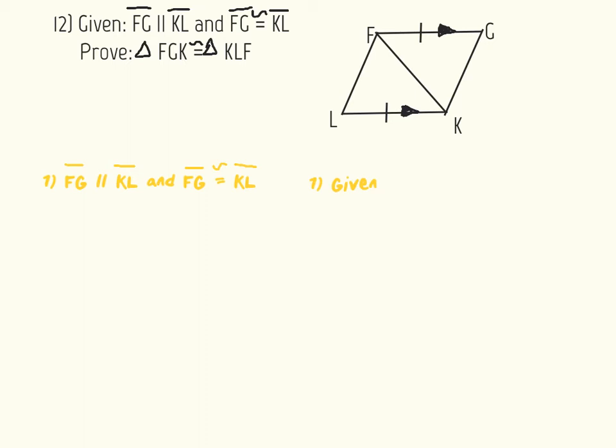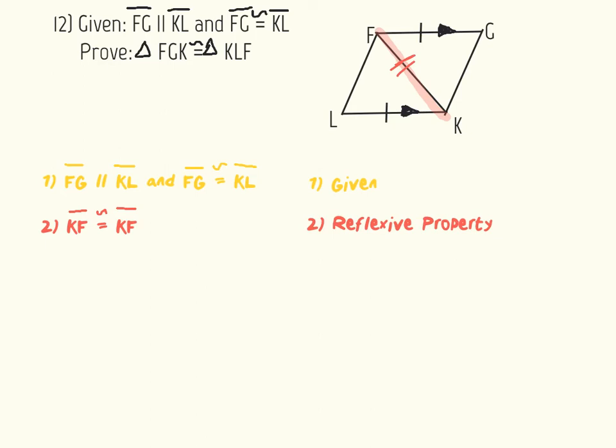So I need to get either side angle side or side side side. It looks to me like it's going to be really hard to do side side side, so I'm going to go with the side angle side route. First thing I'm going to notice is this line right here, because it's the same and it's in both triangles. So I can say segment KF is congruent to segment KF by the reflexive property. I have that those two are congruent to each other.